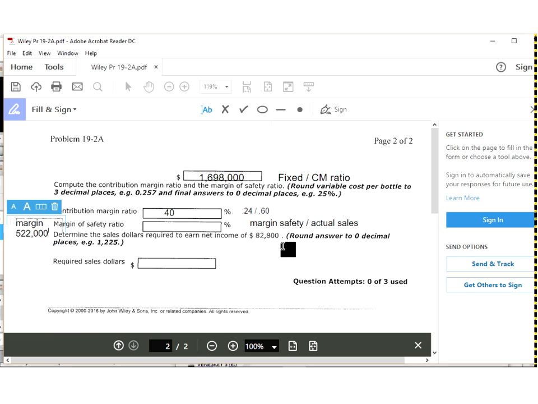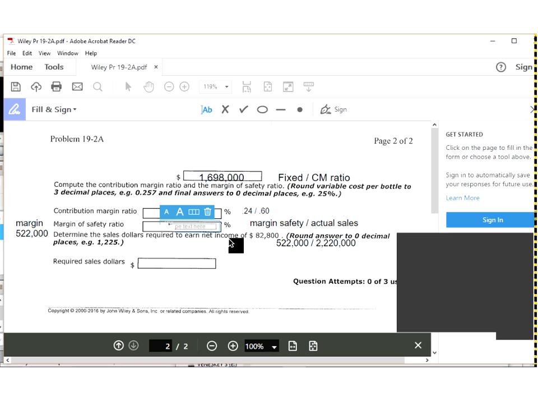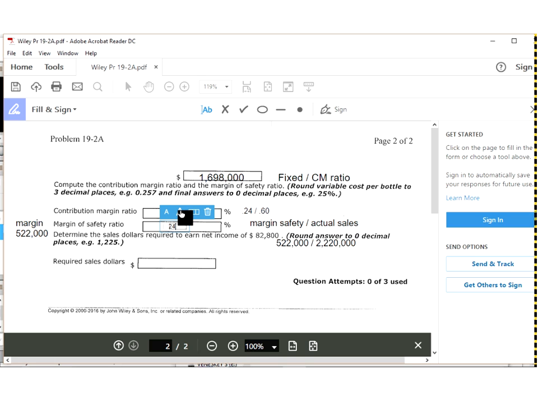So now that I know that, I can go ahead and do it right below here. 522,000 divided by the 2.220 million. I have a margin of safety ratio. Let's go ahead and do that. It tells us to round to the nearest percentage. So 522,000 divided by 2.22 million. I get 0.235, a whole bunch of numbers. If we round that to the nearest percentage, that would be 24%.